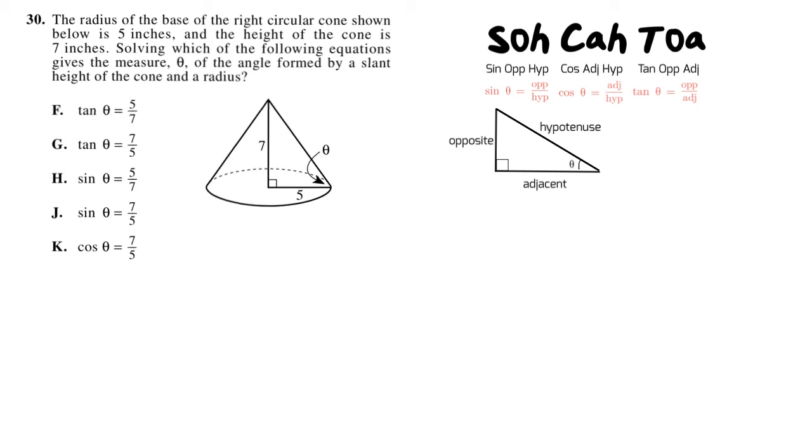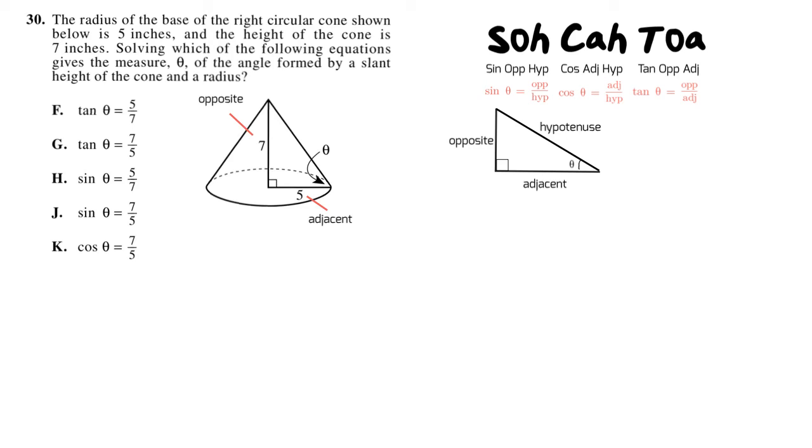So let's look at the sides that we have in this problem. The 5 is the side that's touching the angle, but it's not the longest side, right? So it's not the hypotenuse, it's the adjacent side. The 7 is not touching the angle, so it's opposite from the angle. So we have adjacent and opposite.